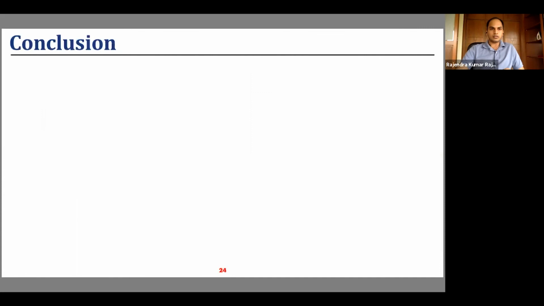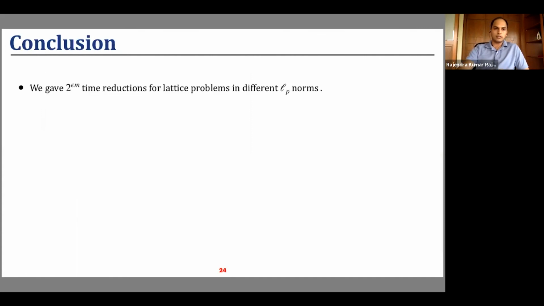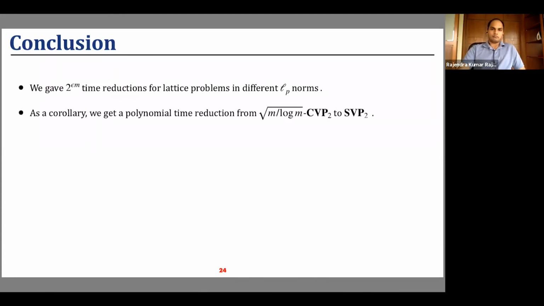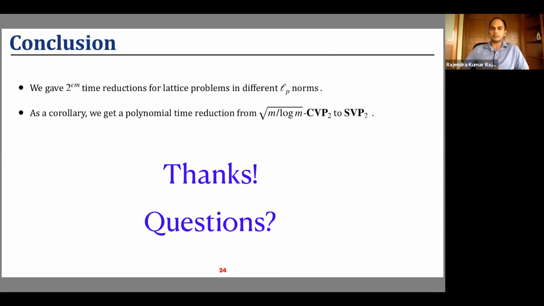So with this, I conclude my talk. In this work, we gave 2 to the epsilon m time reductions between lattice problems in different LP norms. And as a corollary of one of our results, we get a polynomial time reduction from square root m by log m approximation of CVP to SVP in the L2 norm. So this is it. Thank you for listening, and any questions?